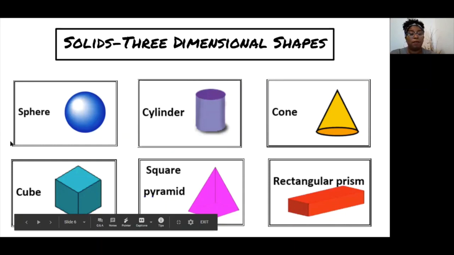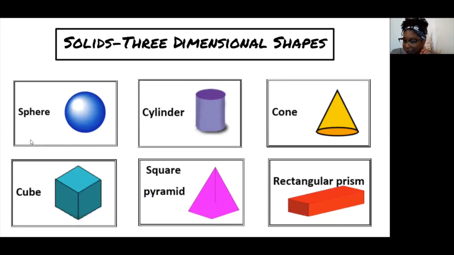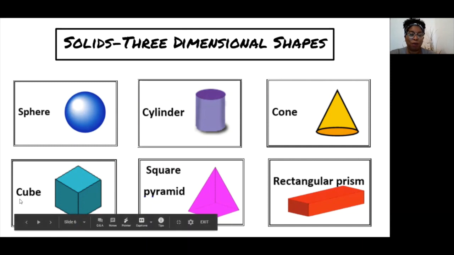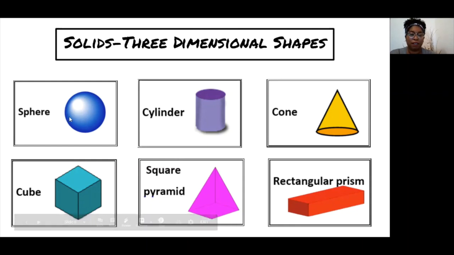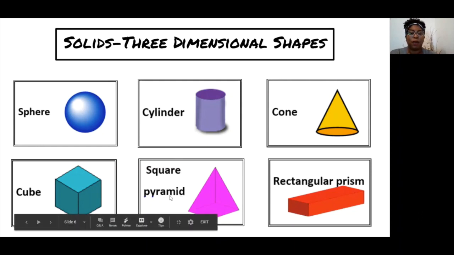Okay, repeat after me. Ready? Sphere, cylinder, cone, cube, square pyramid, rectangular prism. Sphere, cylinder, cone, cube, square pyramid, rectangular prism.